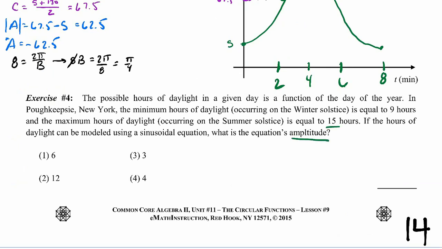Okay, so the maximum is 15, the minimum is 9. From that, we can get the midline, and that's going to be 24 over 2 is 12. So the midline's at 12 hours. And from 12, we've got to go up and down how much to get to 9 and 15? Looks like 3 hours is our amplitude.